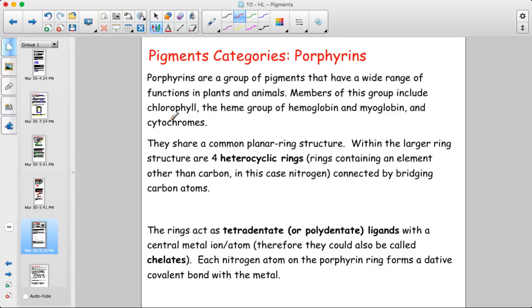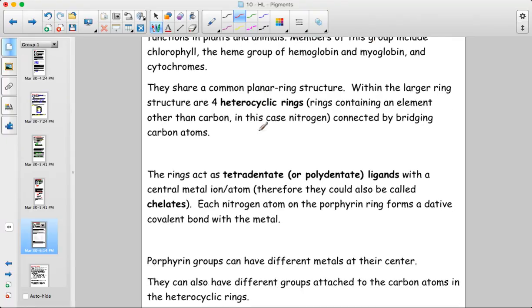The third category of pigment molecules are the porphyrins. This is going to include chlorophyll, it's going to include cytochromes, and it's going to include a big focus on hemoglobin and myoglobin. So porphyrins are a group of pigments that have lots of different functions in plants and animals, but we're going to look at those ones I just mentioned.